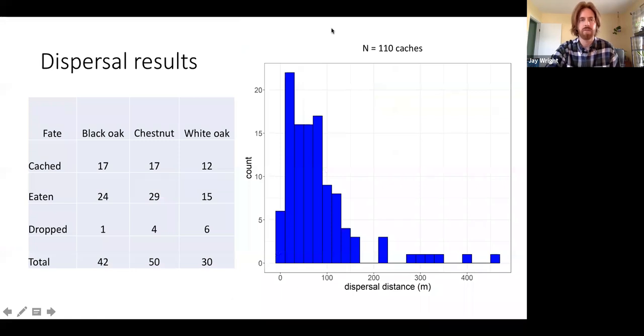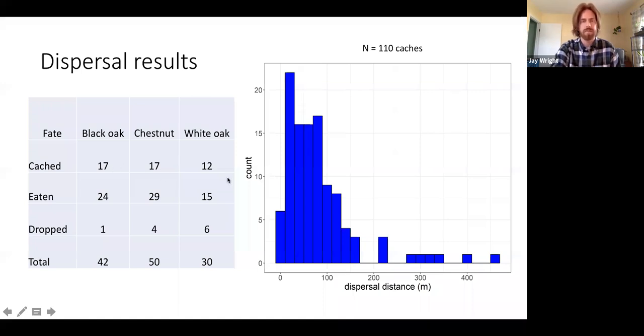So again, just really preliminary results here. The table on the left is showing the fate of most of the tagged nuts that were on the platforms. So this is the fate of all the ones I was able to track down and find. So by species, we can see here for black oak acorns, 17 were cached and 24 were eaten. Chestnut, a pretty similar number, were cached and eaten. And white oaks, actually almost the same number, were cached versus eaten. But you can see here that more were dropped. So they were just less interested in white oak acorns in general.